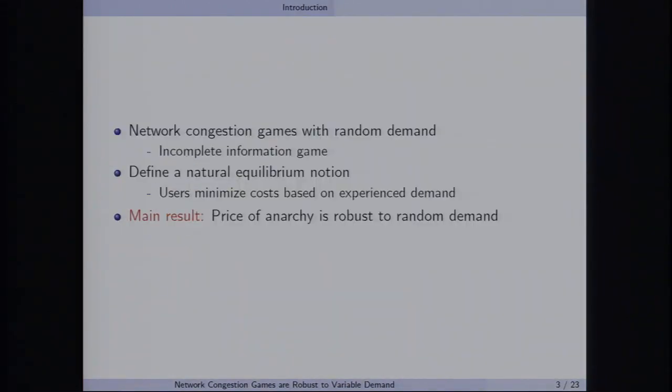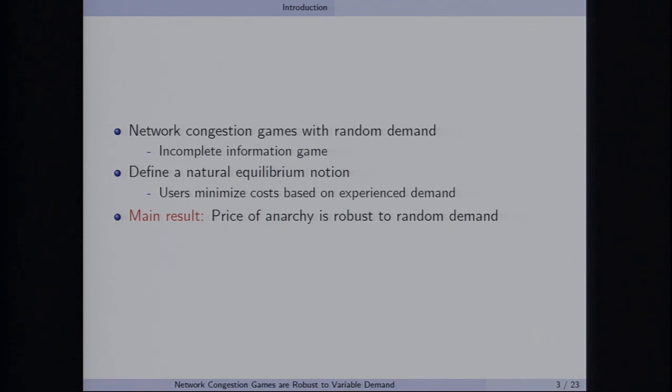So to be more precise, what is it that we're going to do? We look at a network congestion game or a selfish routing game with random demand. In fact, the game that we look at is a game of incomplete information. So we have a random variable that selects a set of users for travel. Then, not knowing the outcome of this random variable, each of these users has to select a path in the network.